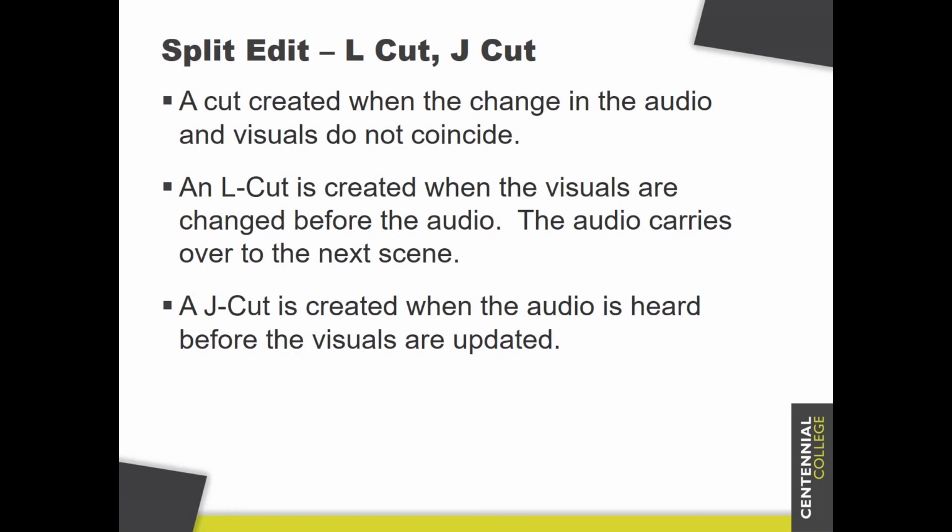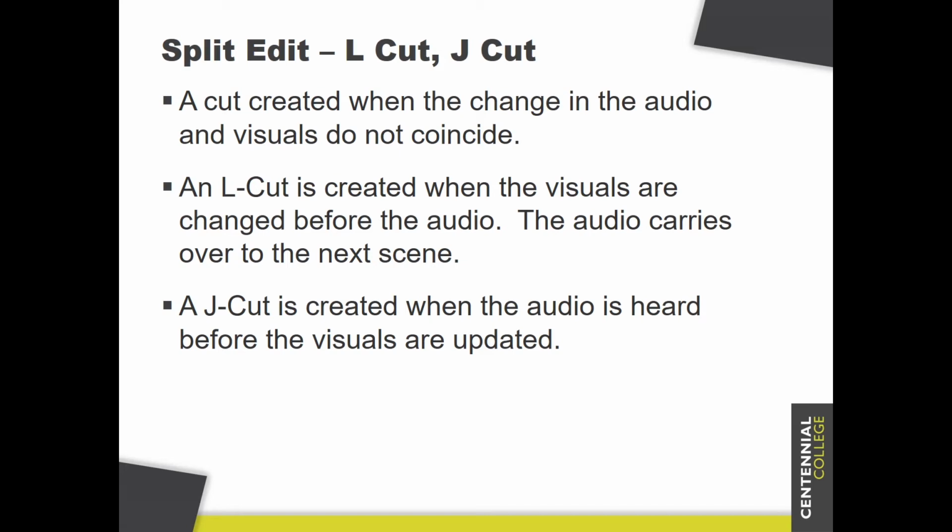The next idea I'd like to talk about is the split edit. And there's two types of split edit. There's the L cut and there is the J cut. And in both cases, it's created by a mismatch in the audio and the visual. In the case of an L cut, the visuals are changed before the audio. So the audio from the first shot continues with the visuals of the second shot. So the visuals change and the audio changes a little bit later on. So we've moved into the next visual and we've got ourselves a continued audio.